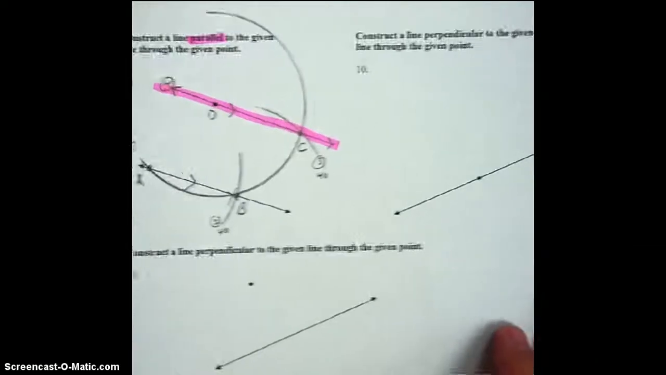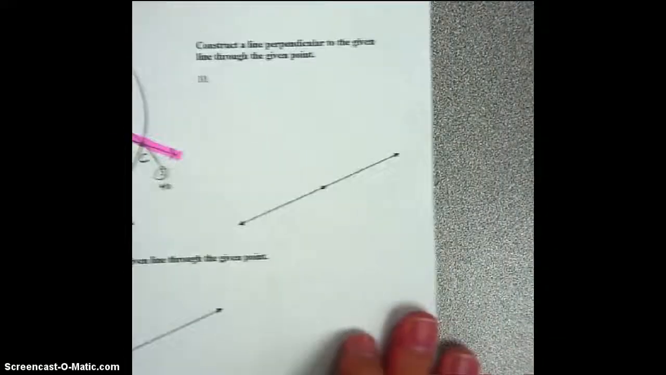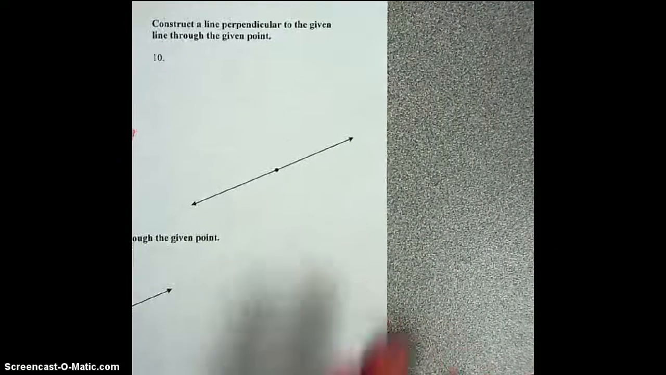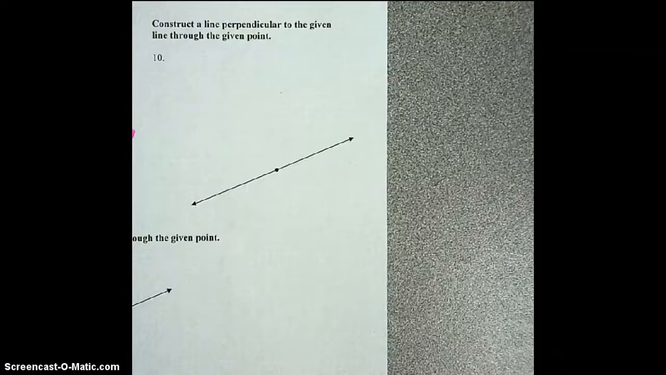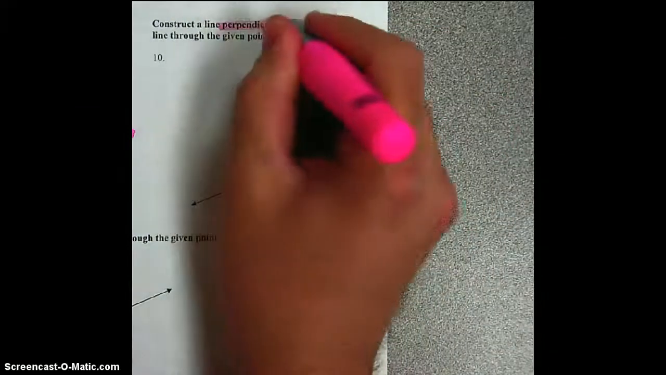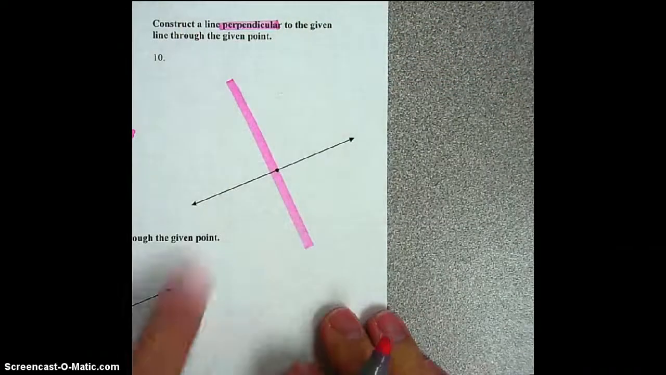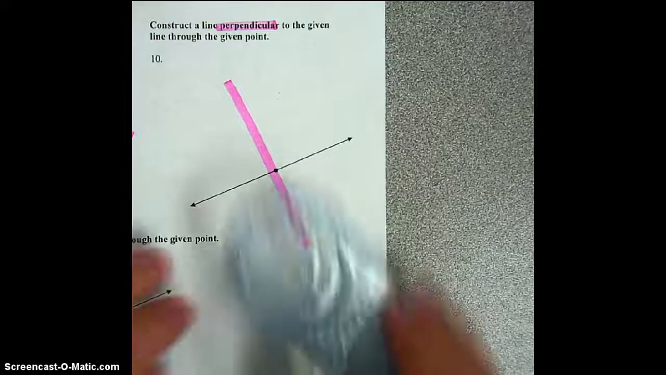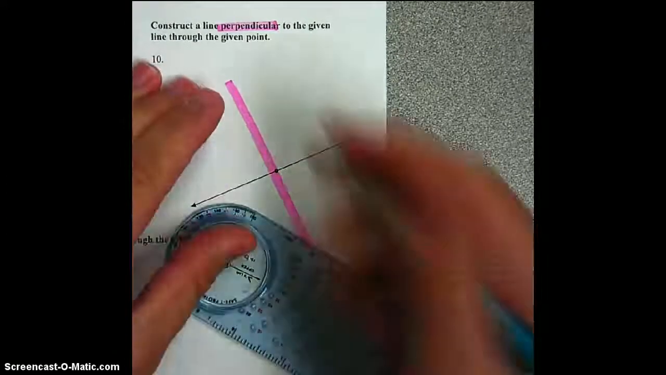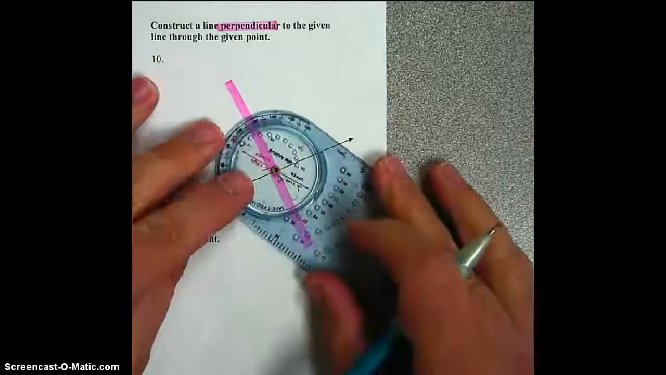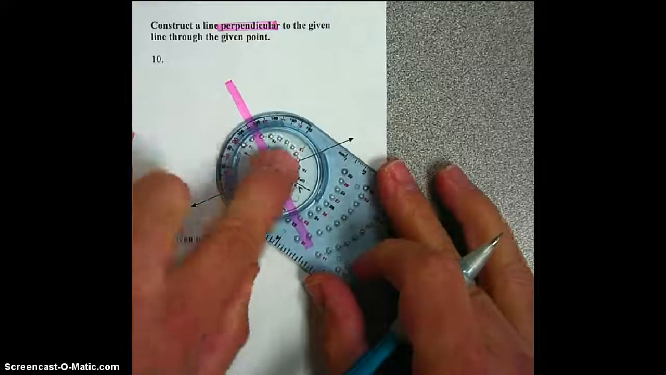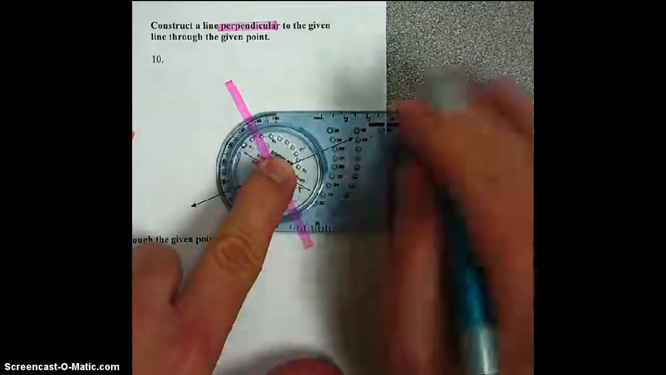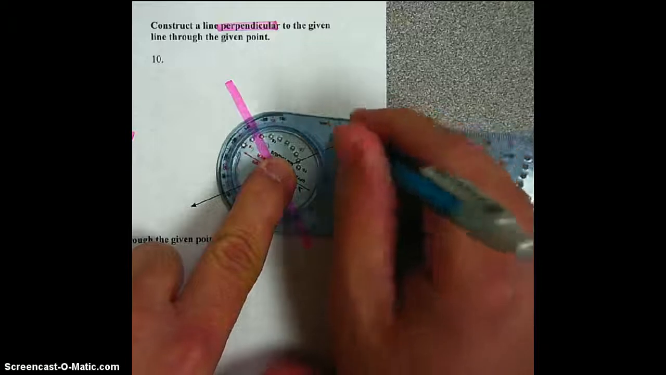For number 10, now we're going to construct a line that is perpendicular to the given line. So think about what perpendicular means. Perpendicular means it's going to be a line that goes through but makes a right angle. So all you need to do here is put your center on that given point. Let's go ahead and call that point A. Put your center, and now let's draw. This time I'm going to do a 30. You could do a 40 again, but see, it would miss the line. So I'm going to draw one that hits the line, and it has to hit the line on both sides.